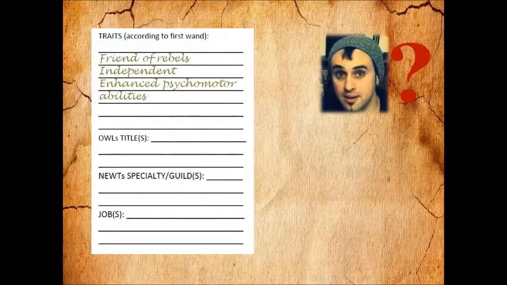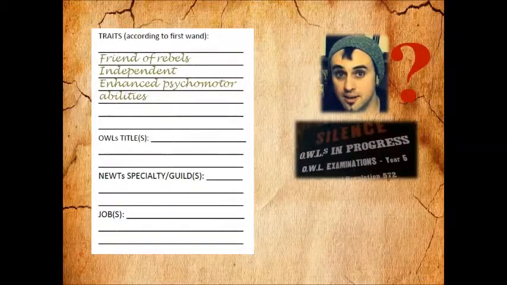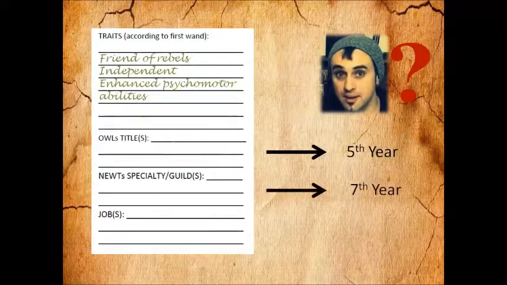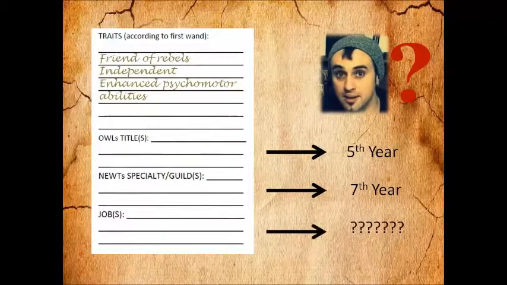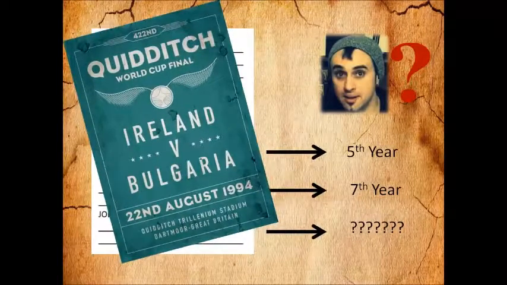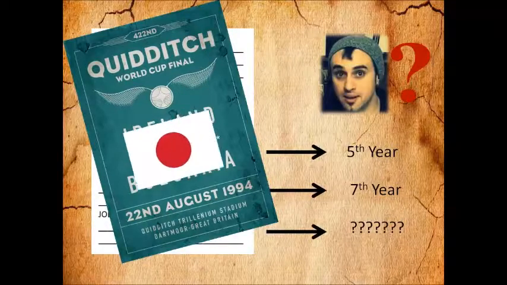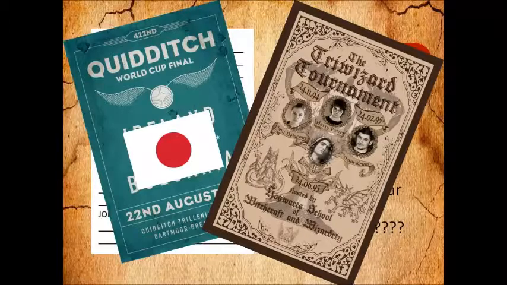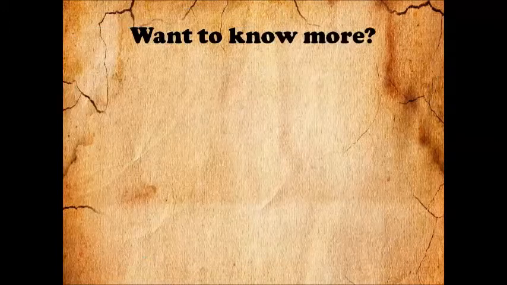Then, as we advance in the game, we have to sit our OWL exams in our 5th year, then our NEWTs in our 7th year, and of course, we're going to need to be thinking about a job at some point in life, right? But we haven't done any of this yet because we're still in our 4th year, busy with the Quidditch World Cup, which in our alternative universe had a different winner, and with the Triwizard Tournament and all the new exciting people walking around Hogwarts and being weird and talking French. So, you know, we have game to play for a while.